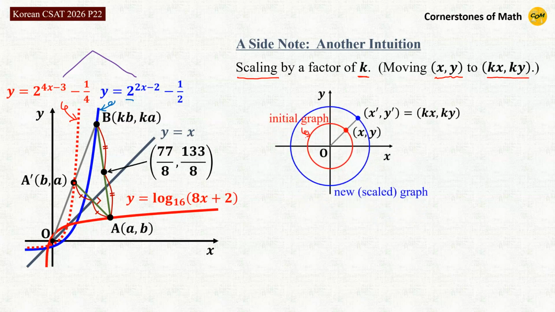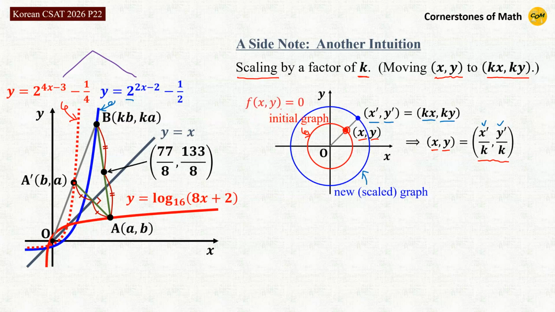Consider we have an initial graph, the red one in this figure, and we denote the point on the initial graph as (x, y). Then by moving every (x, y) to point (kx, ky), which I will denote as (x', y'), we obtain a new graph, a scaled graph, the blue one. Obtaining the equation of a new graph is easy. (x, y) can be expressed as (x'/k, y'/k). So if we insert this expression into the equation of the initial graph, the relation between x and y, we can obtain the equation of a new graph, the relation between x' and y'.